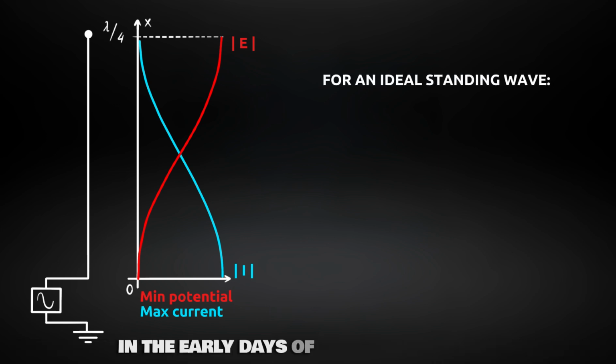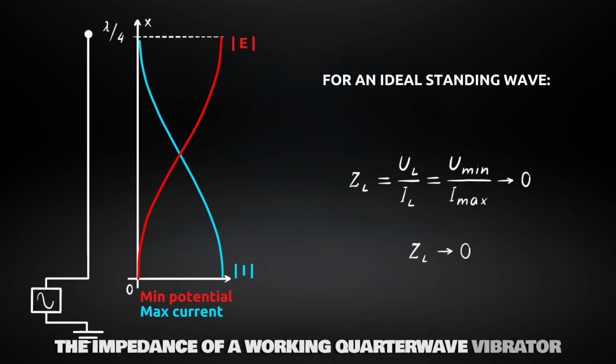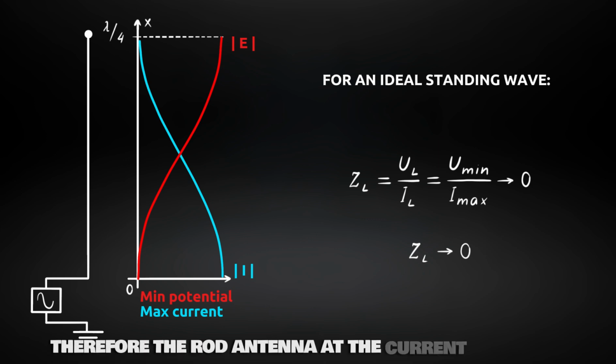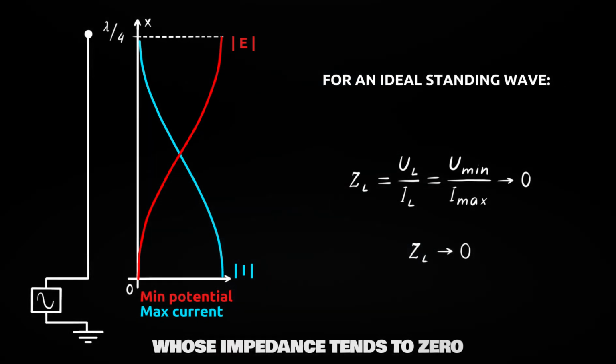In the early days of radio engineering, it was believed that the standing wave in a quarter-wave vibrator would tend to be ideal. That is, at the current maximum, the voltage tends towards zero, and since the wave impedance is the ratio of the voltage to the current, the impedance of a working quarter-wave vibrator should tend to zero. Therefore, the rod antenna at the current maximum should be connected with a cable whose impedance tends to zero.